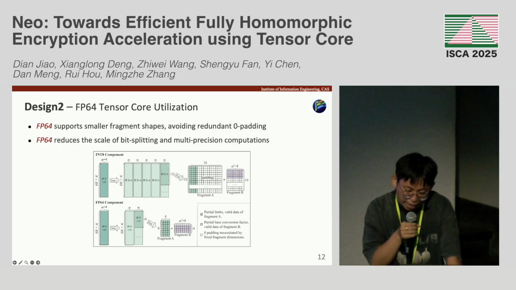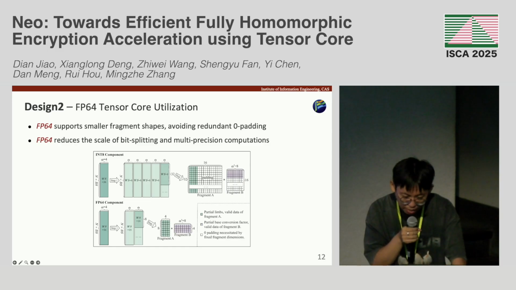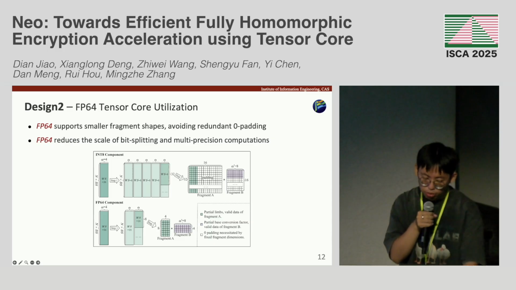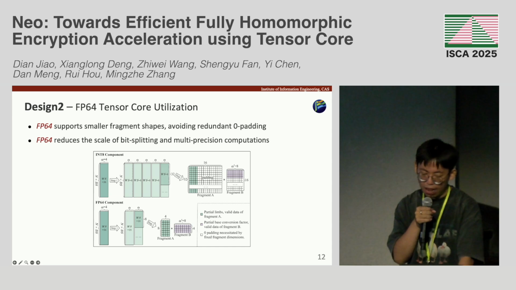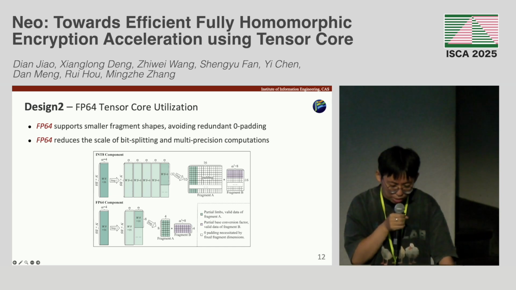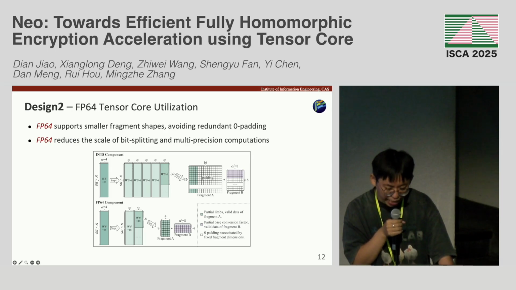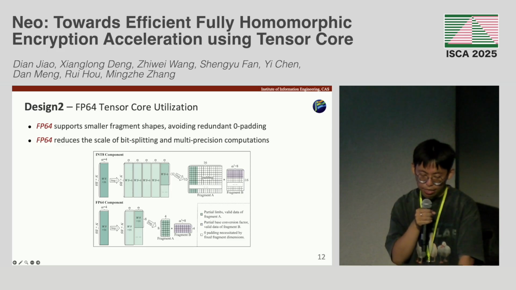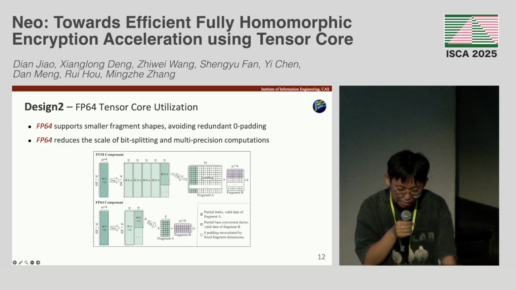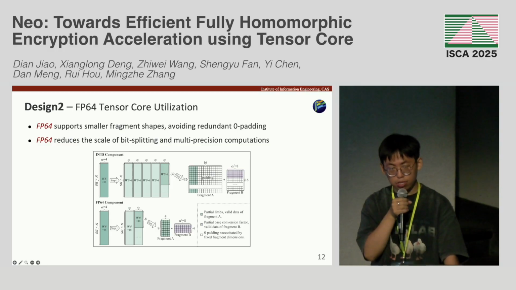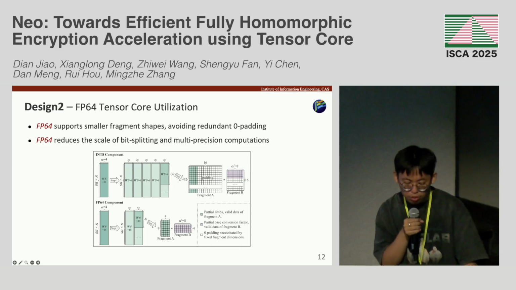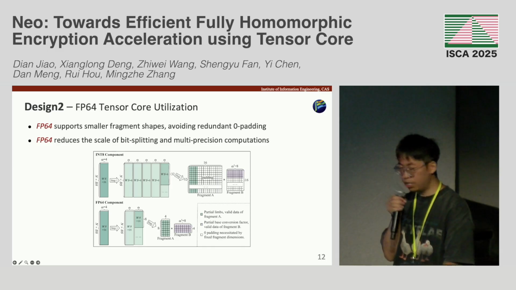In contrast, FP64 type supports 53-bit precision, so 36-bit data only needs to be split into 2 18-bit slices. FP64 components also support a fragment shape of 8 times 8 times 4, which can be fully occupied by input data without any padding. This avoids the efficiency loss caused by invalid computations. As a result, FP64 components of Tensor Core may be a better choice.